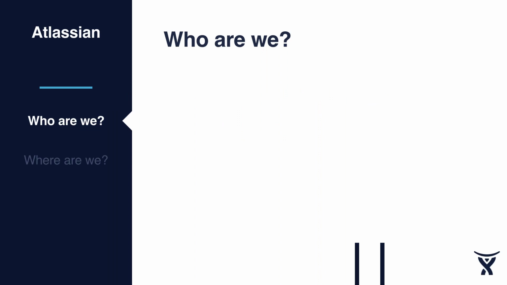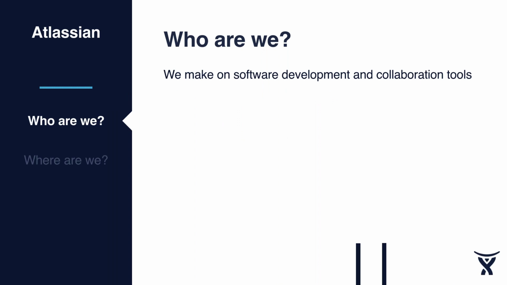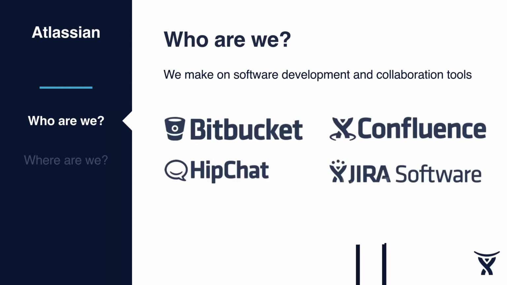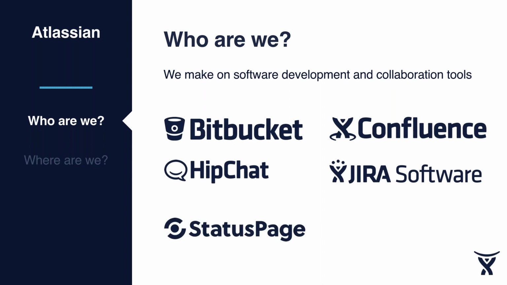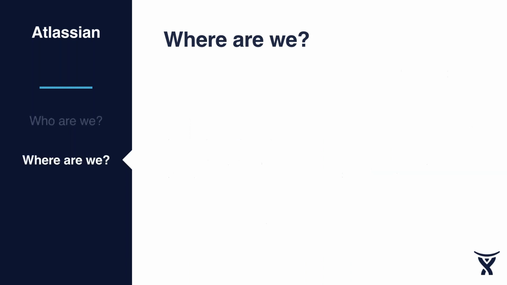For those of you who are unfamiliar with who we are, we make software development and collaboration tools for both on-premise and in the cloud. Here is a bit of our portfolio. We make Bitbucket, which is the Git solution for the enterprise, Confluence, which is team collaboration software, HipChat, which is instant messaging and chat for teams, and Jira, issue and project tracking for teams. And through some recent acquisitions, we acquired a company called StatusPage, which monitors your page status, as well as Trello for creating project boards.